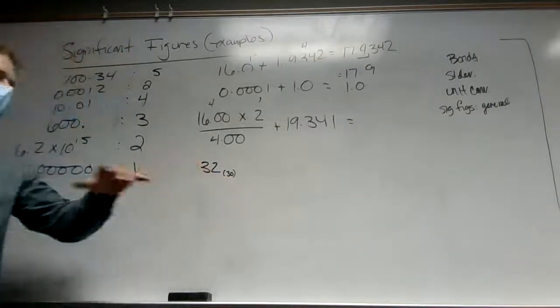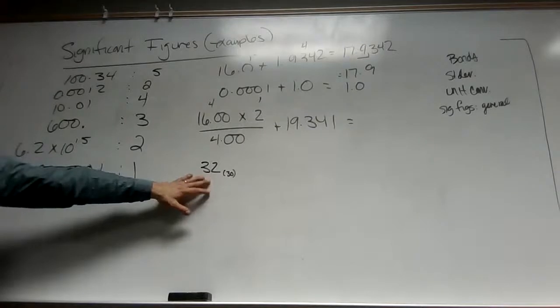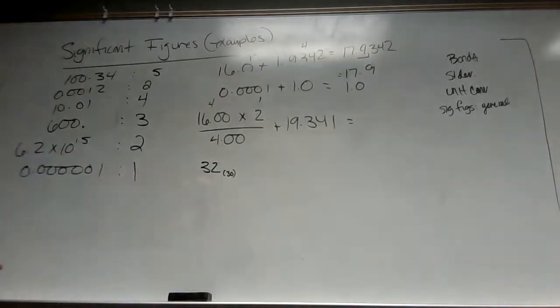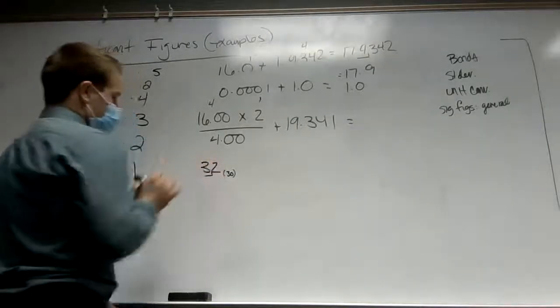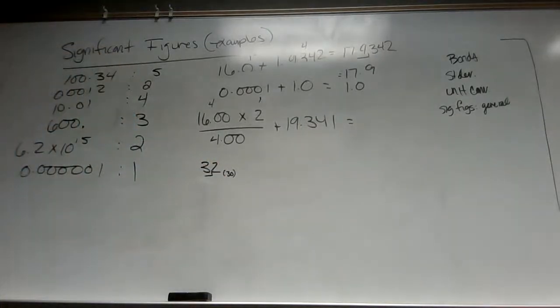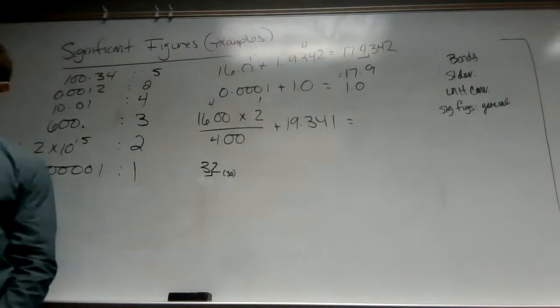But as we go through, you're going to want to carry 32. We're not going to change the number to 30. Just know that you only have 1 significant figure right now. What I find useful is to mark it in some way so that you know that you're only significant to that 32. Does that make sense?